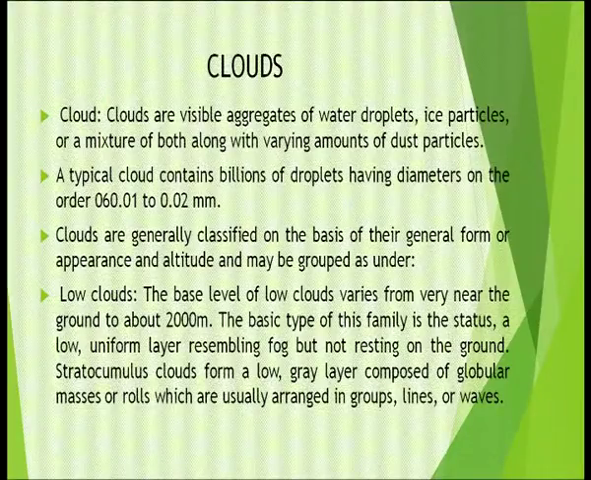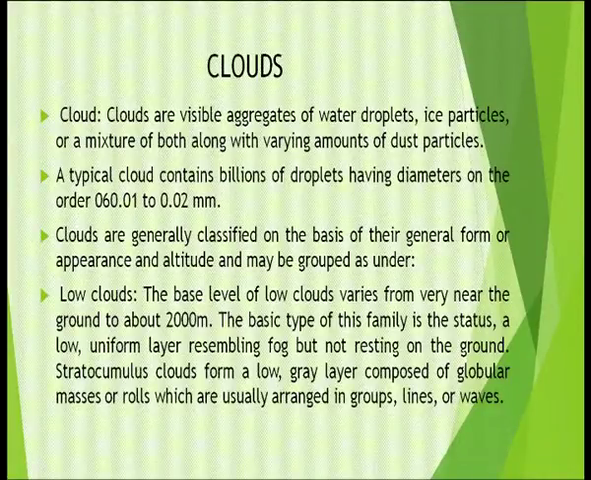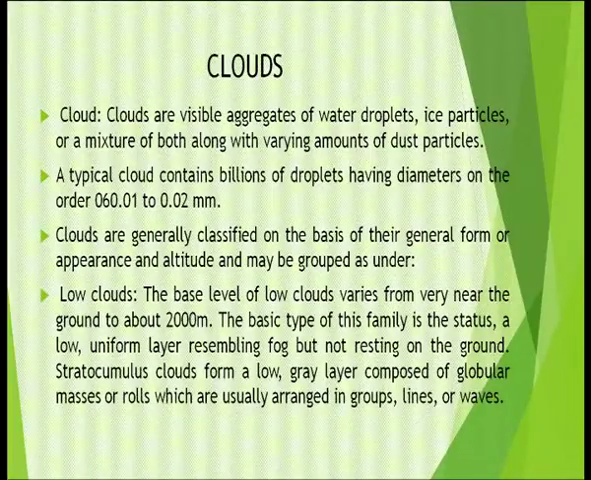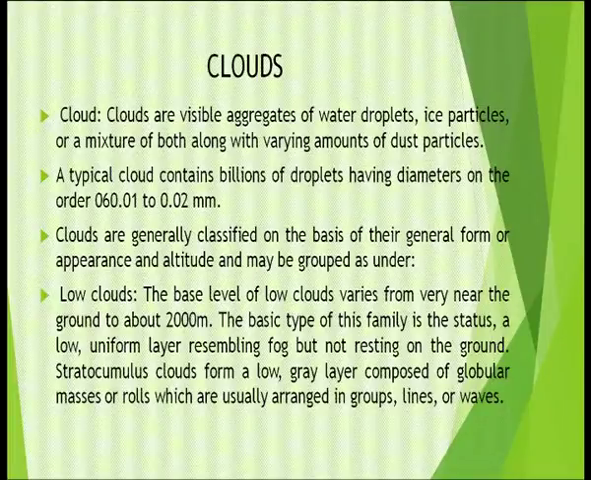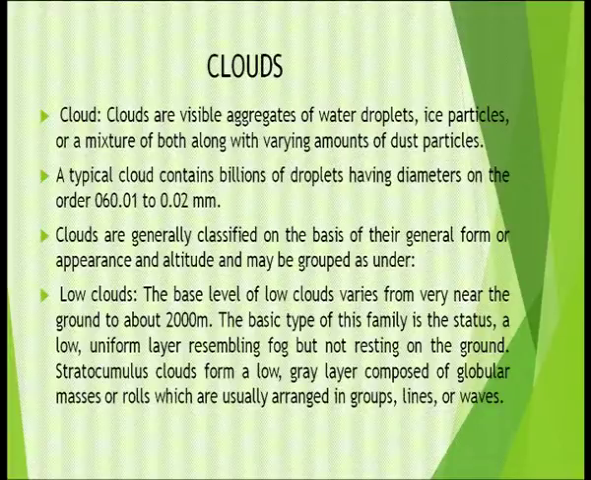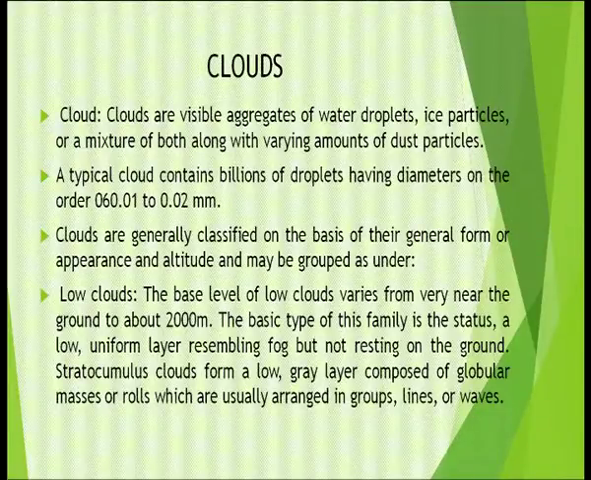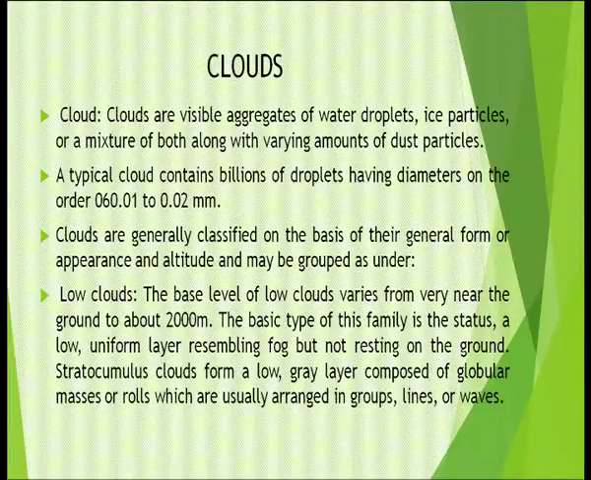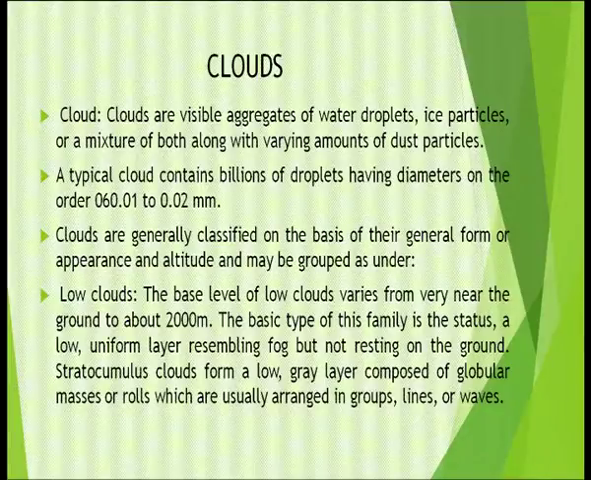Now let's come on to clouds. Clouds are visible aggregates of water droplets, ice particles, or a mixture of both along with varying amounts of dust particles. A typical cloud contains billions of droplets having diameters on the order of 0.01 to 0.02 millimeters. Clouds are generally classified on the basis of their general form or appearance and the altitude, and may be grouped as follows.